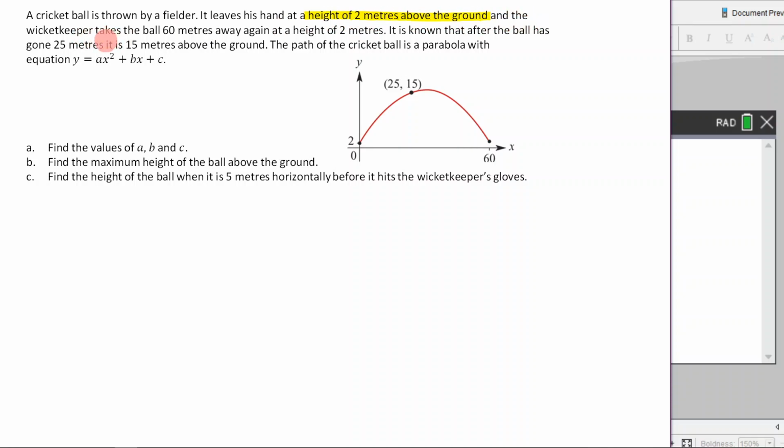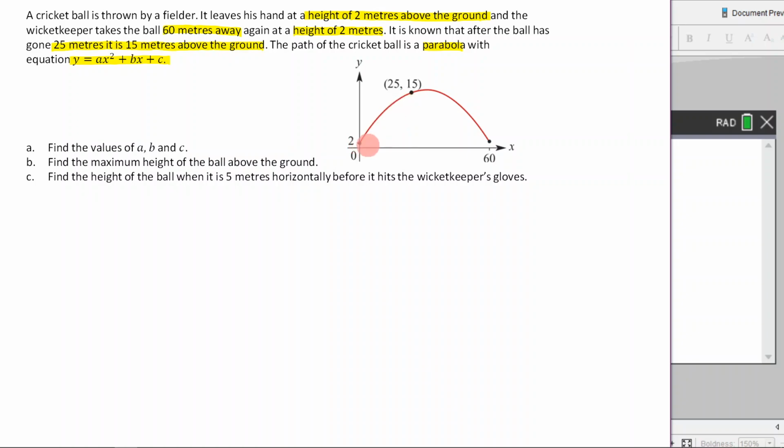And the wicket keeper takes the ball 16 meters away, again at a height of 2 meters. It is known that after the ball has gone 25 meters, it's 15 meters above the ground. The path of the cricket ball is a parabola with the equation this. So they've also provided us a picture for this question.